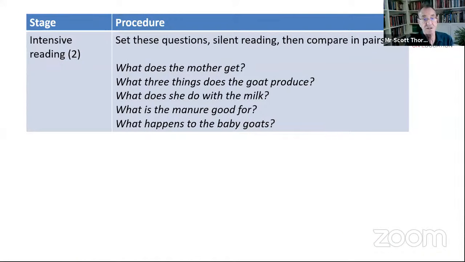Here are some more questions, going in a little bit deeper. What does the mother get? What three things does the goat produce? What does she do with the milk? What is the manure good for? And what happens to the baby goats? Because these are the questions that get to the nitty-gritty, if you like, of the text.